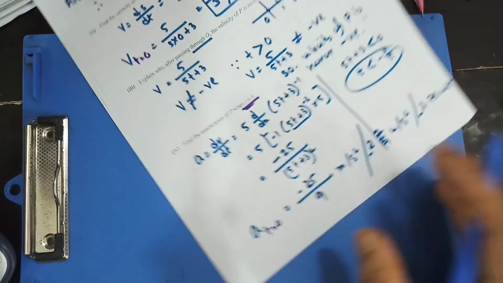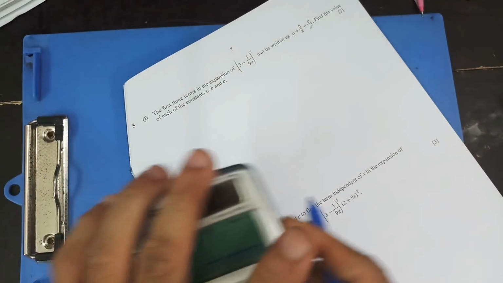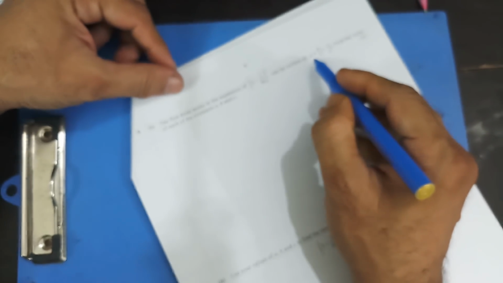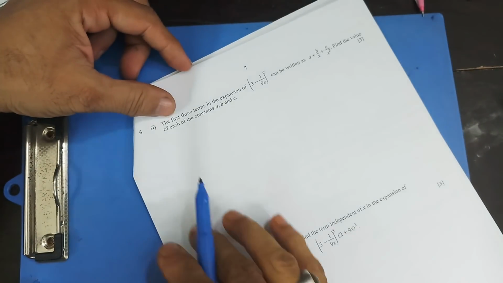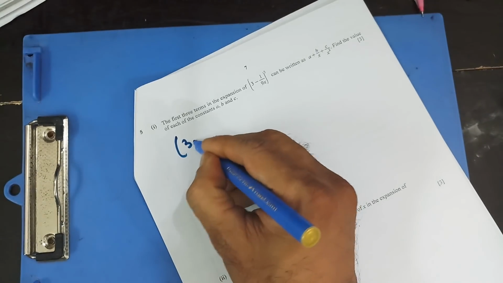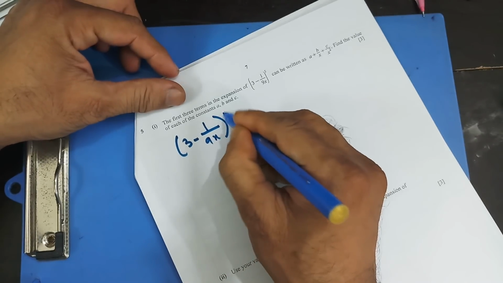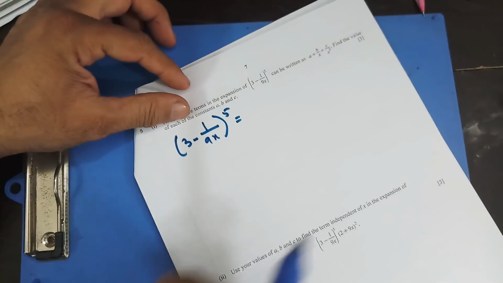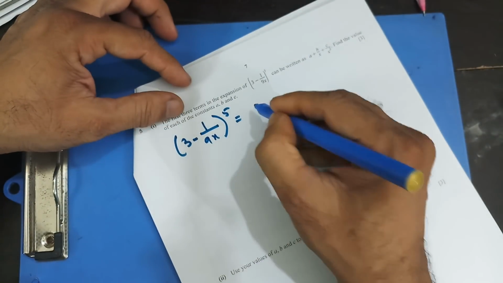Okay, so that's done. Let's do question number 5.1. The first three terms in the expansion of this can be written as so and so. Find the value of each of the constants. All right, very good. Let's do that. It's (3 − x/9)^5. That can be written as, what do I want to do? I don't want to do it really quick.